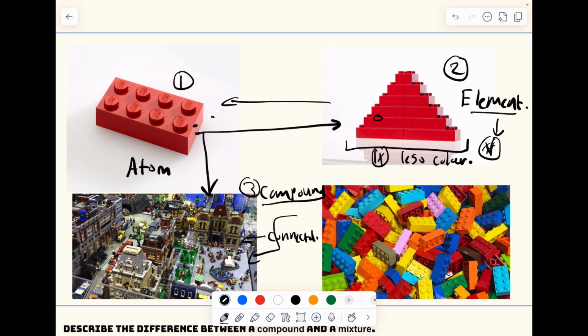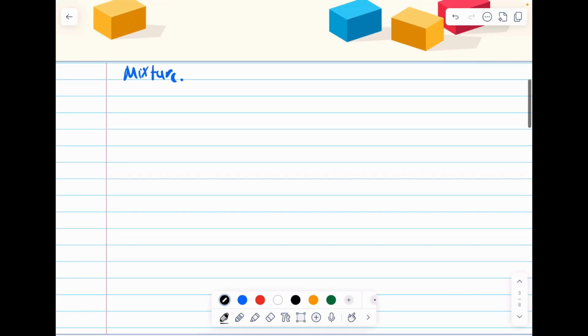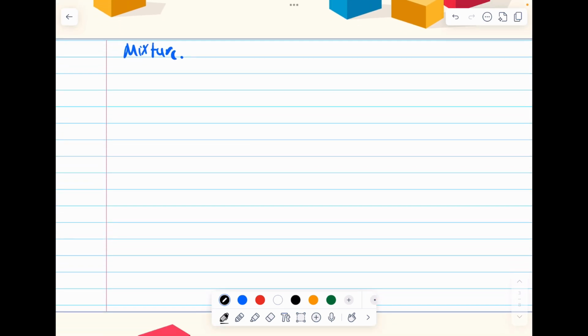Okay, now we're going to have a look at this picture here. We'll come back to it. Picture number 4 should remind you of a mixture. Okay, let's get started. So, what is a mixture? Well, I'm pretty sure you guys know what a mixture is already. I mean, a mixture is a mixture. How more simple can it get? Okay, but I'll explain it anyways.